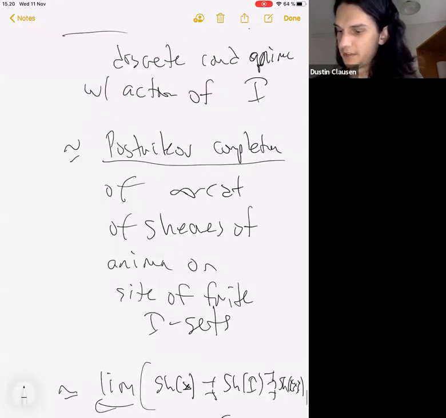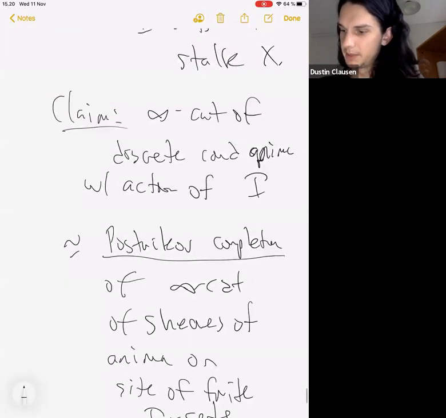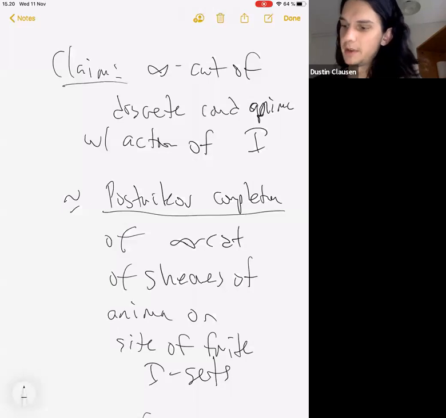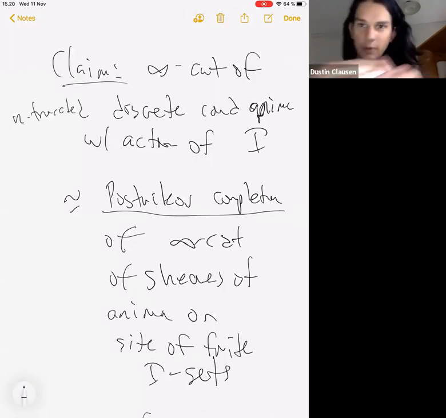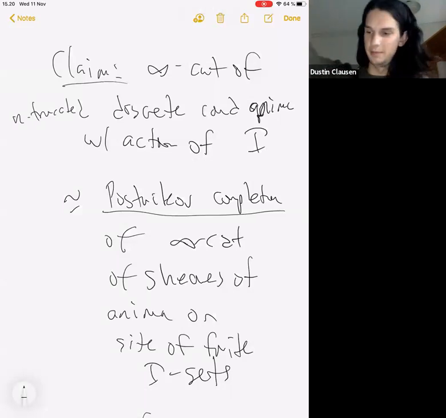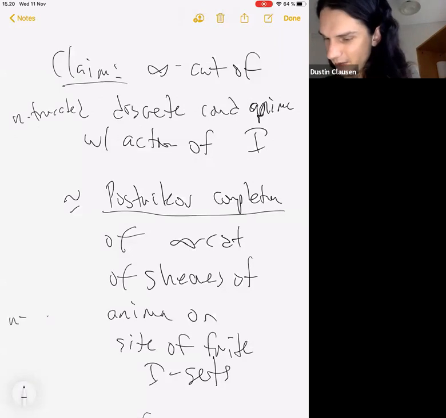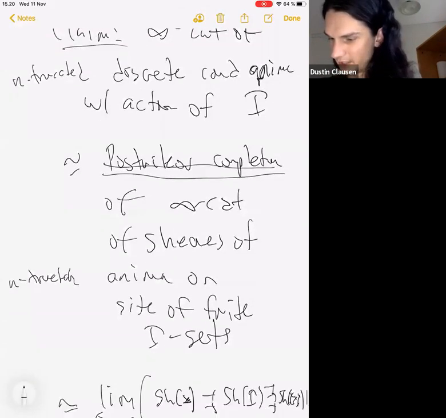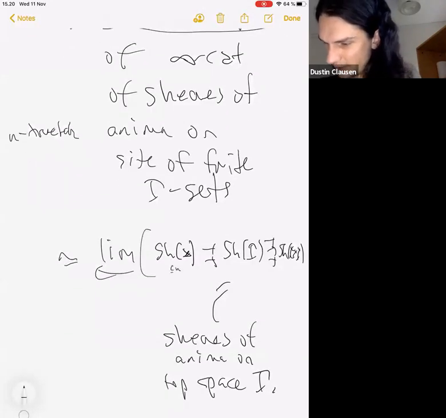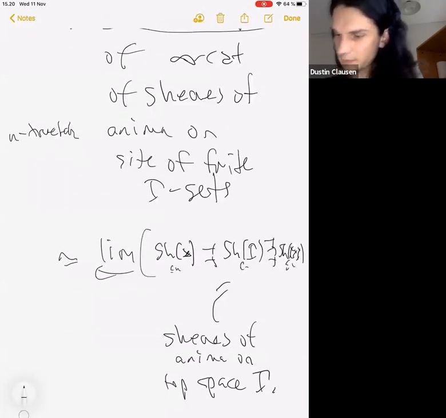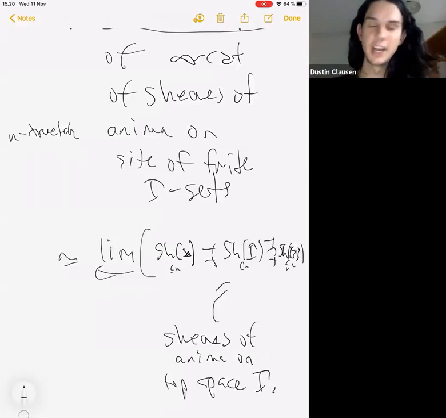What is this Postnikov completion? Let me explain it this way. If I were to ask not about a discrete condensed anima with an action of gamma, but about n-truncated discrete condensed anima, so if I only want homotopy information to go up to level n and then stop, then I would get the exact same thing. I wouldn't need to say Postnikov complete. I would just get this, and there would be sheaves of n-truncated anima here. So on the level of truncated things, they're all the same.